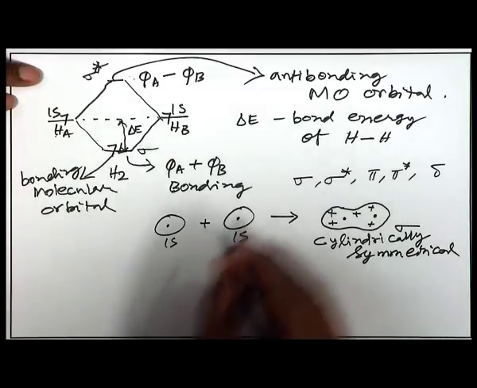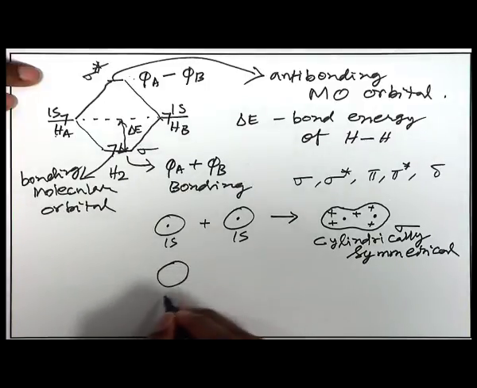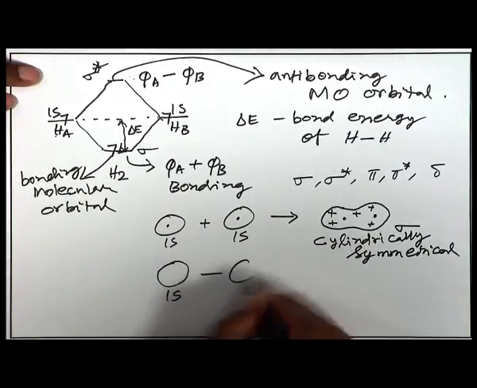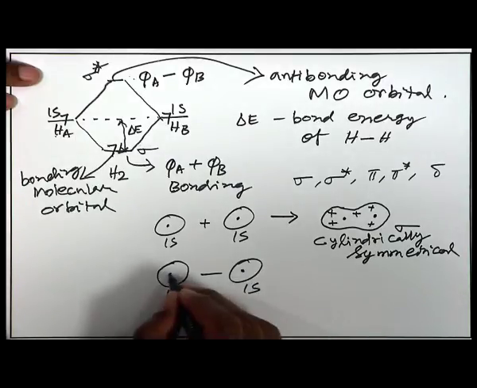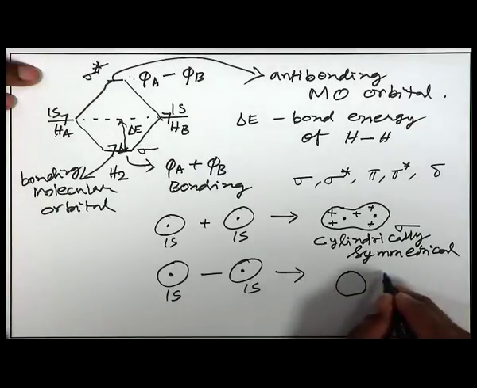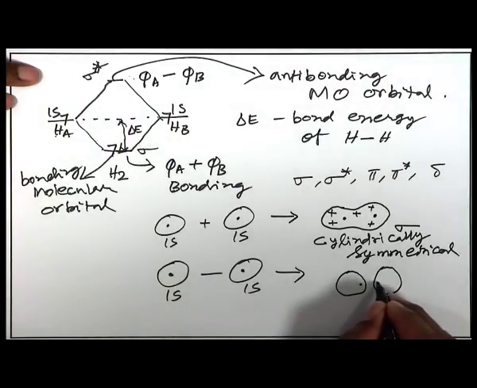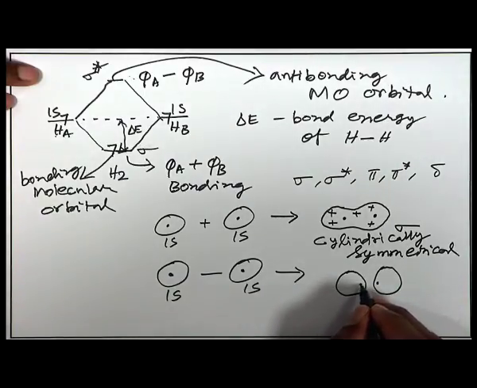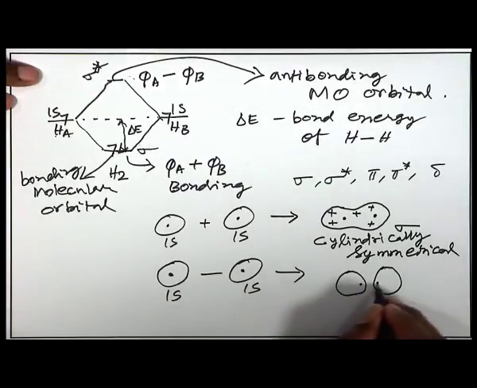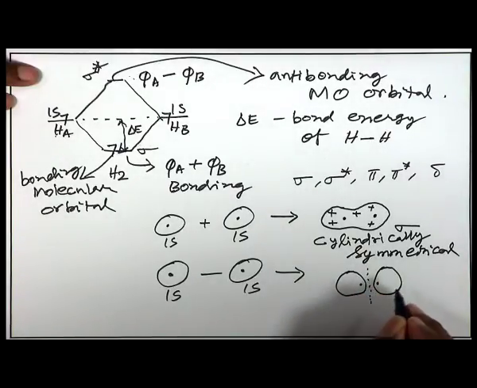So, this is one combination. Another combination is phi A minus phi B. You have the atomic orbital of one hydrogen atom minus the 1s atomic orbital of another hydrogen atom, and they give this type of situation. You have to put the nuclei very close to this border, so that they repel each other. There is no buildup of electron density between these two nuclei. So, there is a node. Node means a plane where finding the electron is 0.